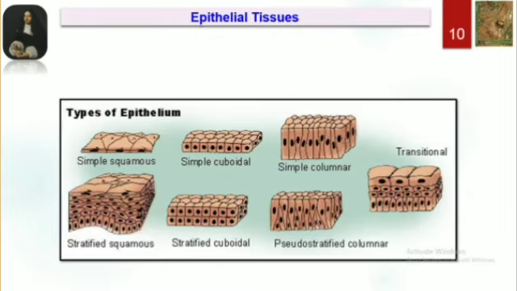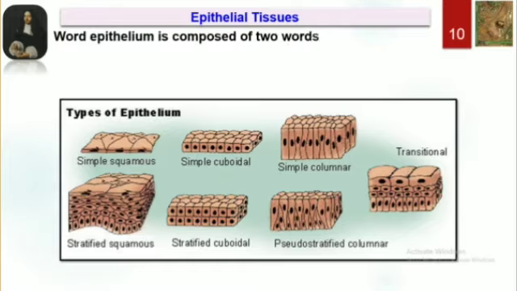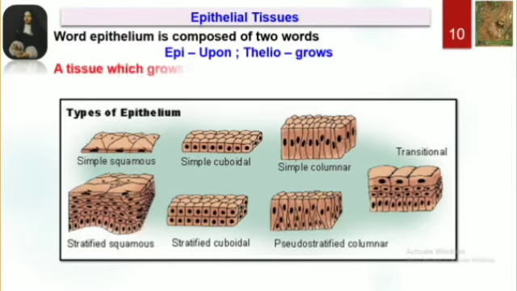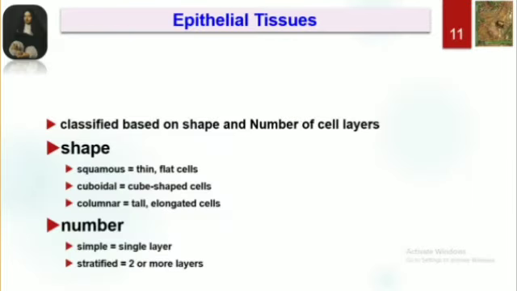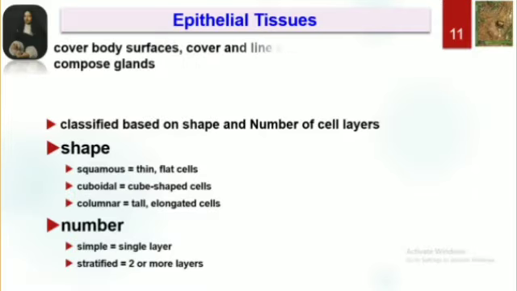You can find there are different types of epithelium. Basically, there are two major types: simple epithelium and compound epithelium. Simple epithelium means there is only one layer of epithelial cells, whereas compound epithelium means there is more than one layer of cells. They are named accordingly. Let us now look at their classification. It covers the surfaces of internal organs, and also makes glands.